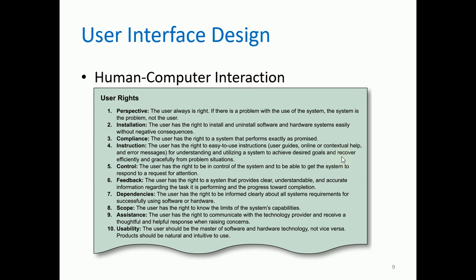And then number five is control. The user has the right to be in control of the system and to be able to get the system to respond to a request for attention. So it is the user, of course, who's going to use the system. He or she must have the control. It's not, for example, that he's doing something in the information system and then the system takes over, unless it's automated. But the user must expect that he or she has the control of the information system.